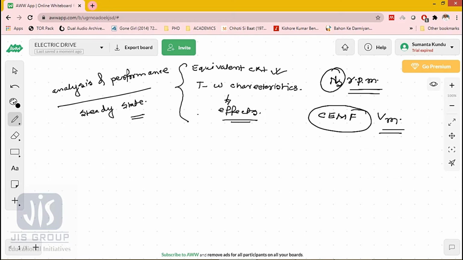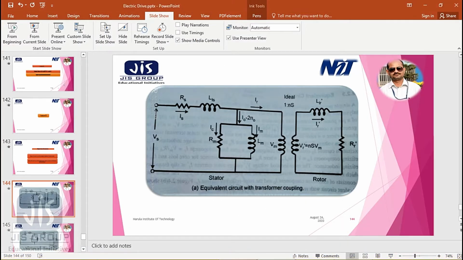Okay, so if we see in the equivalent circuit, there is a production of counter EMF, VM, and this VM is going to convert into the slip voltage in the rotor, VR dash. So this VR dash is the slip voltage, and this is the result of this counter EMF VM. Now here we can see the stator to rotor turns ratio is 1 to s, 1 to N, and s is the per unit slip.